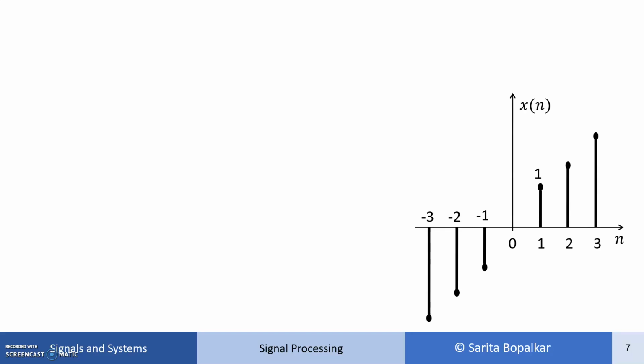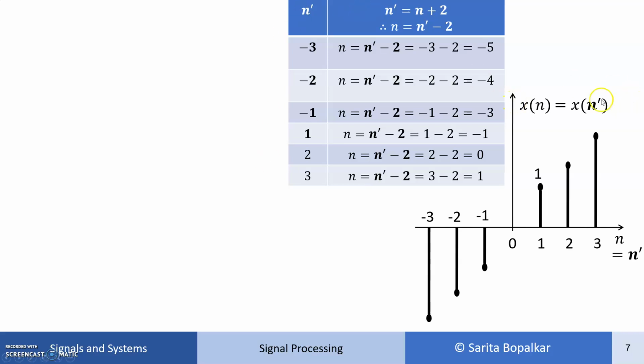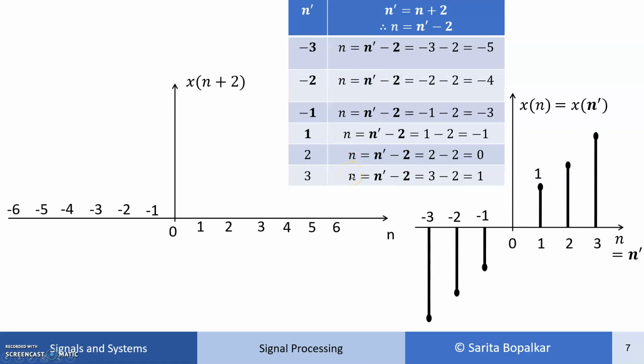Similarly, for a discrete time signal, this is your original x of n, we'll mark it as x of n dash, time axis becomes n dash. We can make a table. This n dash we want to shift to n plus 2, advancing operation. So calculate this: n becomes n dash minus 2. Then for each value of n dash, you can calculate your n in the advanced signal. So the advanced signal is x of n plus 2, and you can directly say the original sequence gets shifted towards the left by 2 time units.